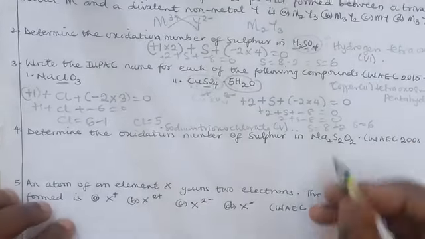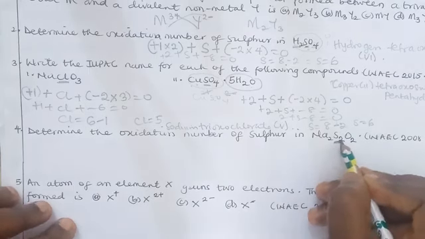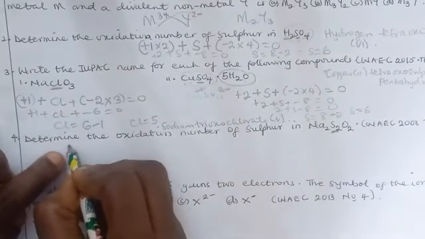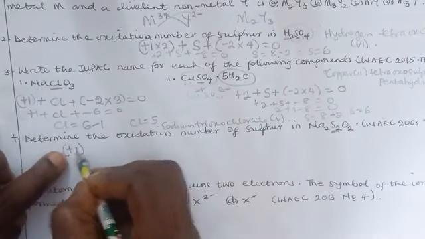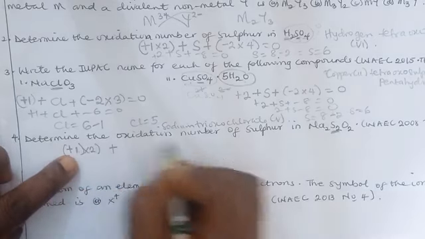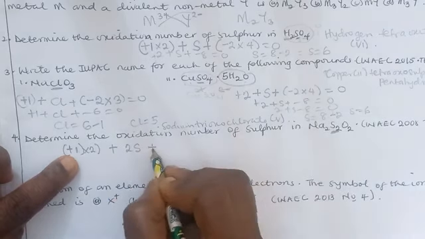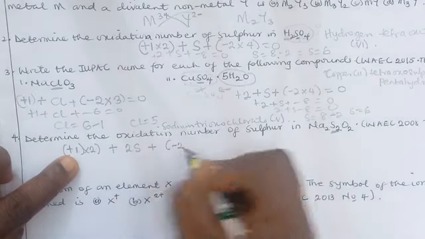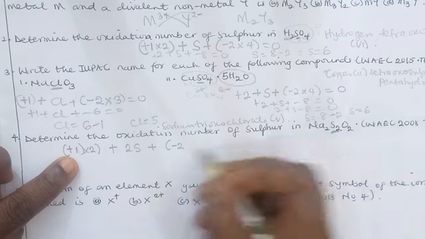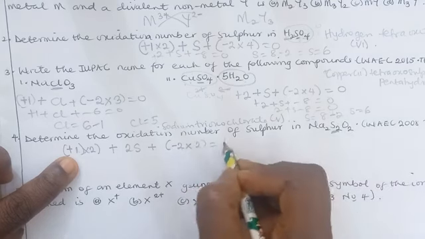Then here we have this. We were asked to calculate the oxidation number of sulfur. So in this case we have sodium, which is 11. It has oxidation number of +1 multiplied by 2, plus sulfur, which is carrying 2 atoms, plus oxygen, which is -2 because the atomic number is 8, 2 and 6, it gains 2, multiplied by 2 because we have 2 atoms of it, everything is equal to 0.